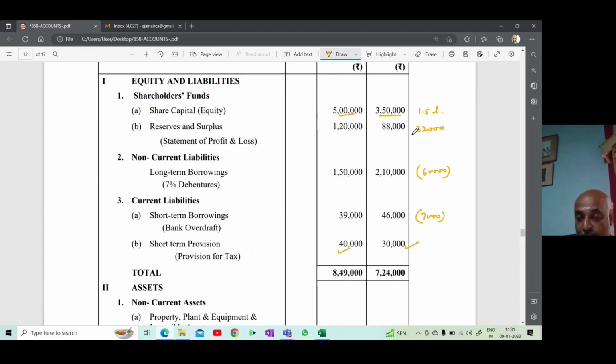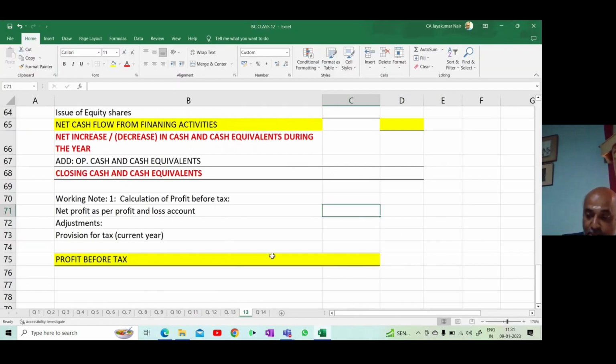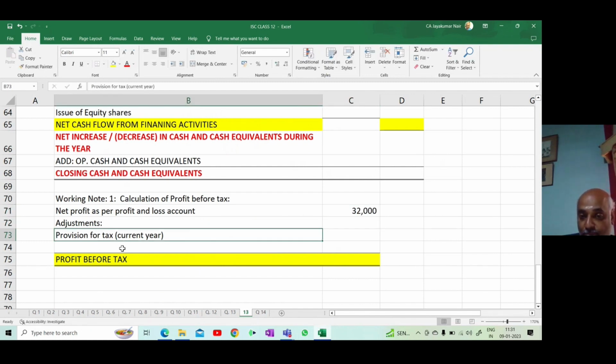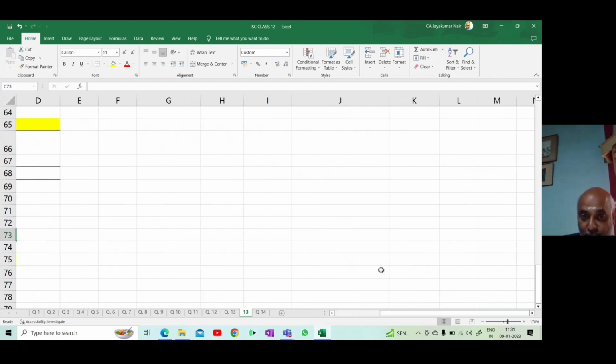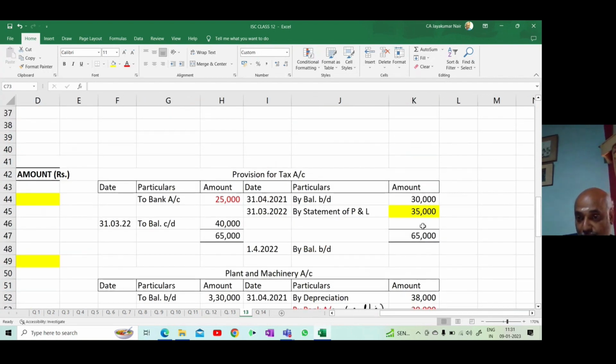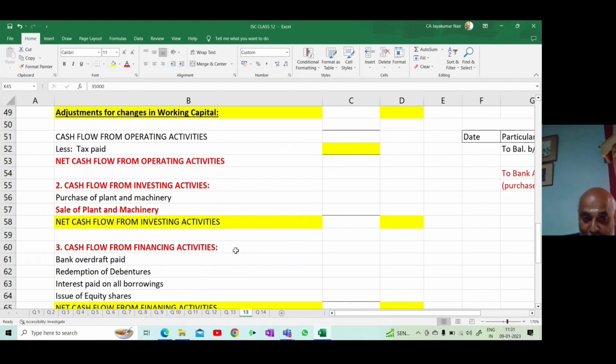here 88,000 was the opening balance, closing balance 1,20,000. That means 32,000 is the profit. So 32,000 is the profit. You know that provision for tax we have to add back. So how much is the provision for tax? We know it is 35,000. See in the provision for tax account, provision for tax for the current year is 35,000. So add back 35.